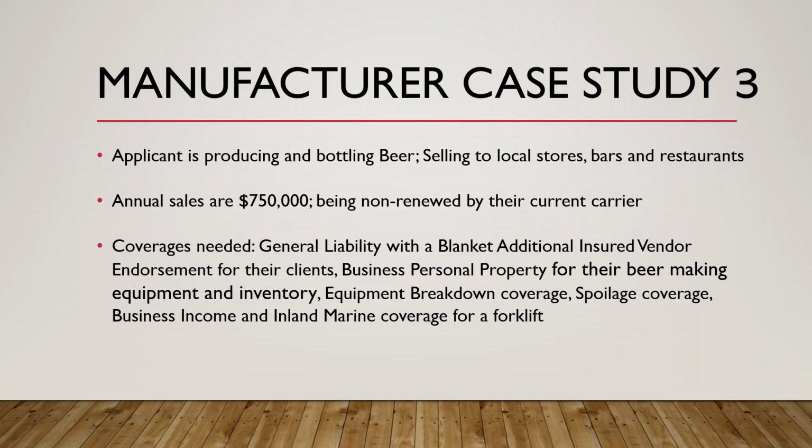They do know that they need general liability with blanket additional insured vendor endorsement for their clients and business personal property for their beer making equipment and inventory. But they would like to know what other coverages they may need. So after asking questions about their operations, you would be recommending equipment breakdown coverage for their beer making equipment, spoilage coverage for the beer, business income, and inland marine coverage because they have a forklift. And forklifts are not covered under business personal property.